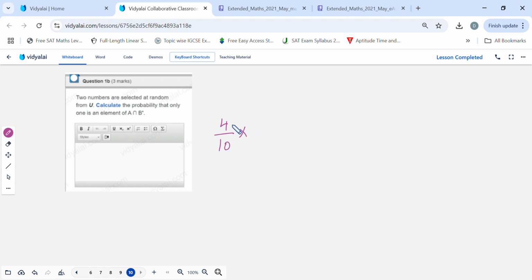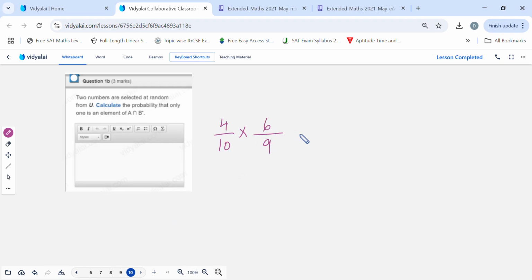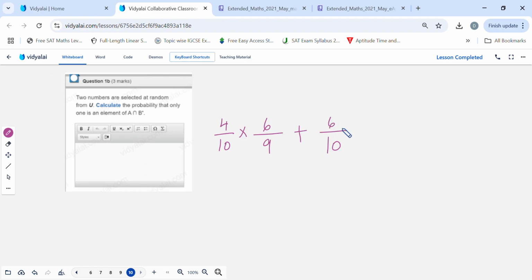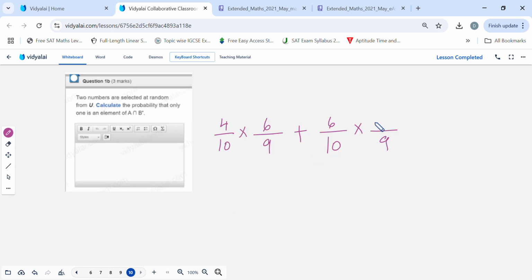And now since we have selected one element, there are remaining 9 elements. And it should be selected from the other set which contains 6 elements. These 6 elements. So it is going to be 6 by 9 or vice versa. The first 10 elements we can choose one from this set which is not our A intersection B complement. So there are 6 elements which we can choose from out of 10. And from the remaining 9 elements we have to choose this from A intersection B complement. So there are 4 elements which we can choose. So 4 by 9. So this is going to be 24 by 90 plus 24 by 90, which is 48 by 90.